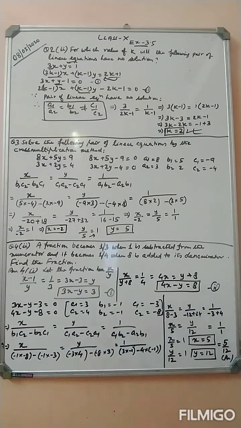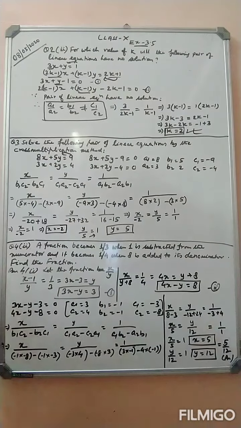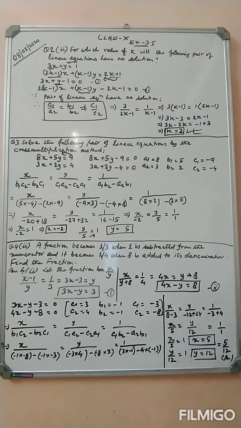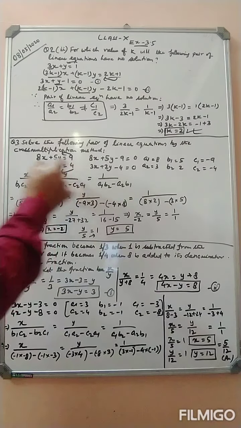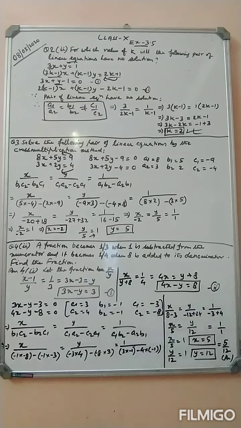Now come to question number 3. Solve the following pair of linear equations by the cross multiplication method. So 8x plus 5y equal to 9 and 3x plus 2y equal to 4. First let us make it in the standard form, bringing 9 to this side. So it becomes 8x plus 5y minus 9 equal to 0, and 4 to this side. So it is 3x plus 2y minus 4 equal to 0.